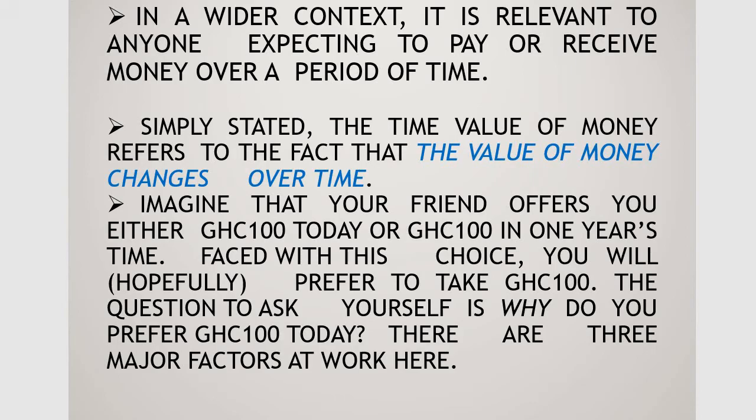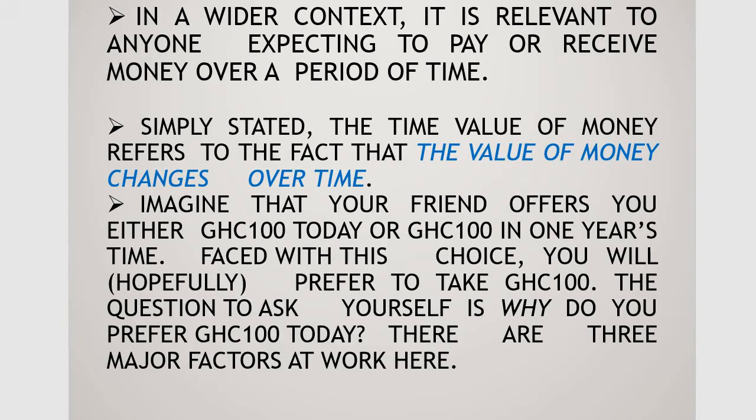We are having the institutional investors, and you're having the retail investors. So the institutional investors are the corporate bodies. When I mean the corporate bodies, they are companies or big companies that come together to invest. Please, I hope you are getting it. And the retail investors are the individuals. Individual. So in a wider context, it is relevant to anyone expecting to pay or receive money over a period of time.